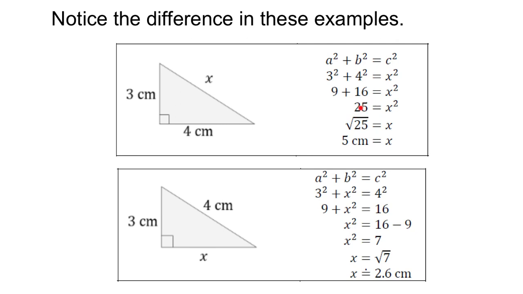We're just doing an opposite operation there. The opposite of squaring is square root. And when you take the square root of 25, we get 5 centimeters as the answer. That's the length of the hypotenuse in the first question.